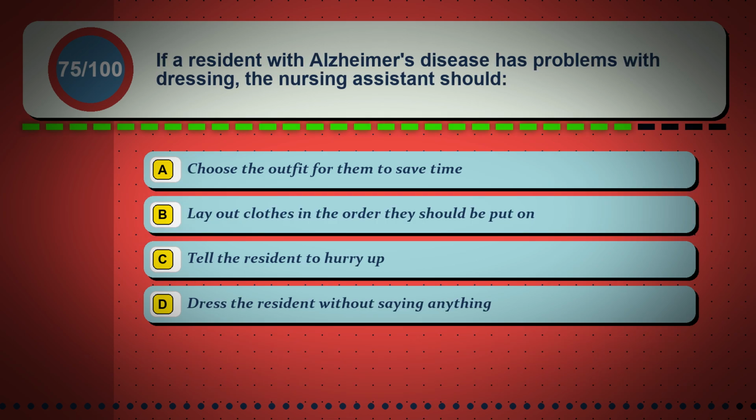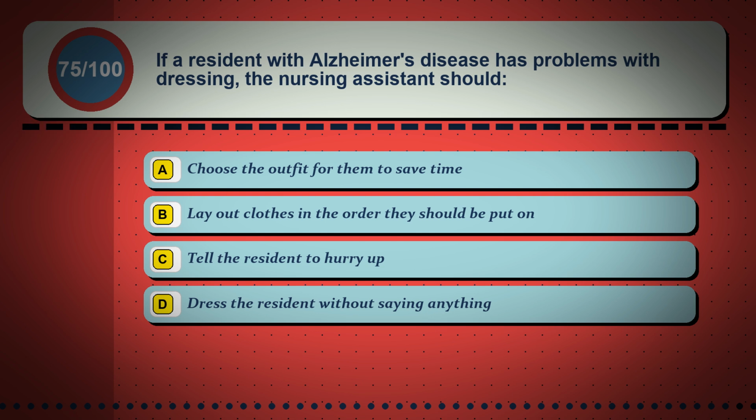Question 75. If a resident with Alzheimer's disease has problems with dressing, the nursing assistant should: Option A. Choose the outfit for them to save time. Option B. Lay out clothes in the order they should be put on. Option C. Tell the resident to hurry up. Option D. Dress the resident without saying anything.